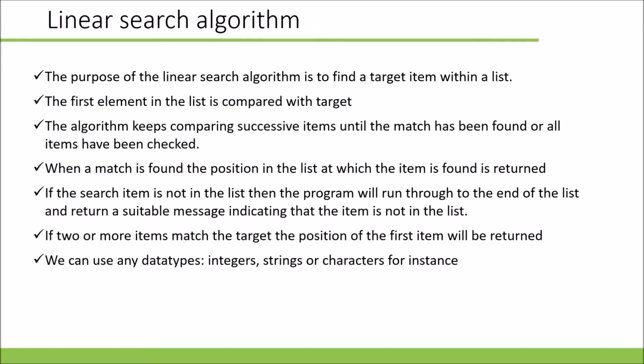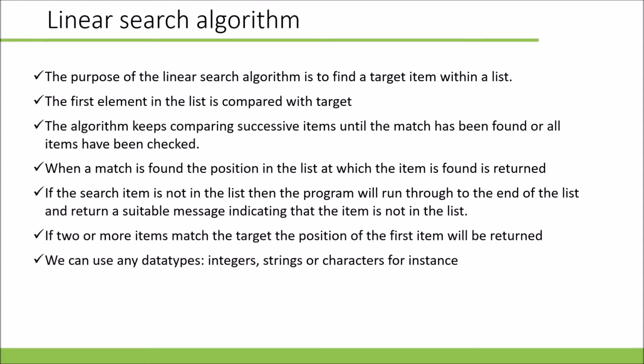Here we're going to review the linear search algorithm. Now the purpose of the linear search algorithm is to find a target item within a list. So what happens is that the first element in the list is compared with the target value, and then the algorithm keeps comparing successive items in the list until a match has been found or until all items have been checked. When the match has been found, the position of that item in the list is returned.